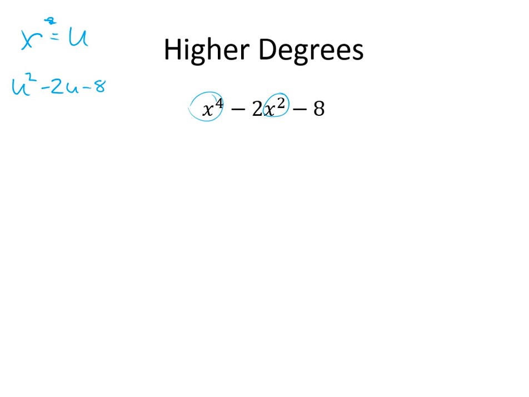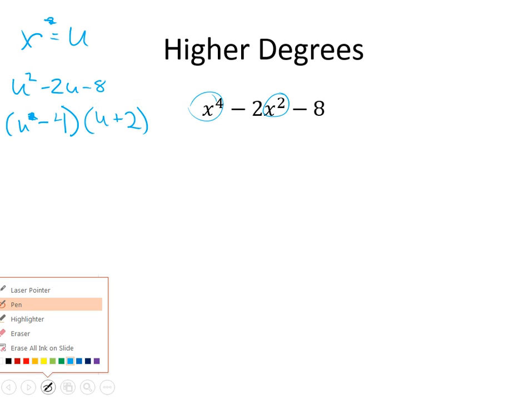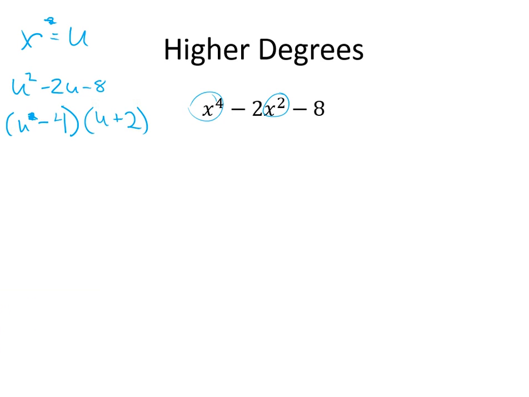Two numbers multiplied together get you negative 8, added together get you a negative 2. That would just be u minus 4 and u plus 2. See how simple that is? Now, you might go, hey, I'm done. But the problem is that we don't want to solve for u, we want to solve for x.